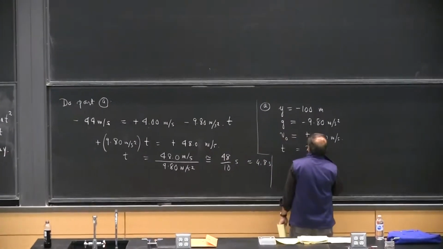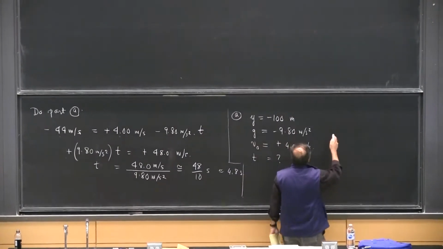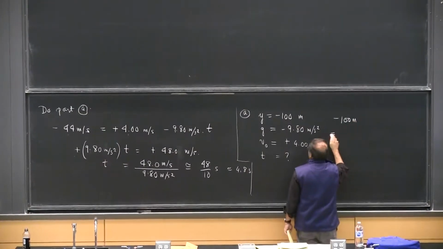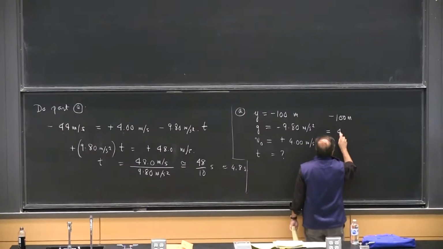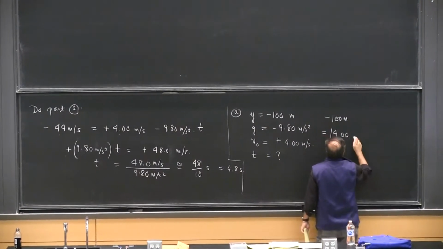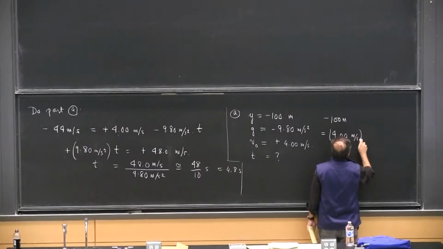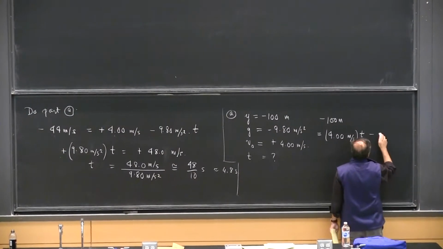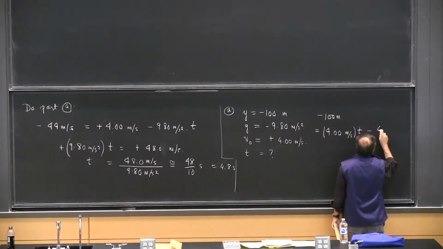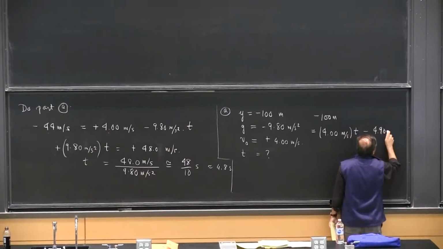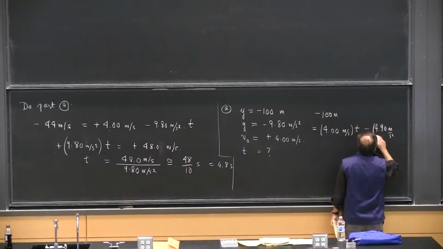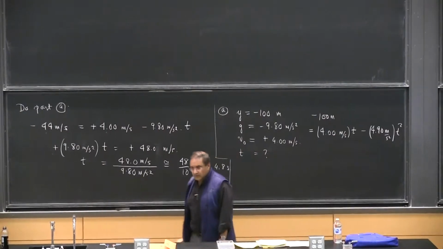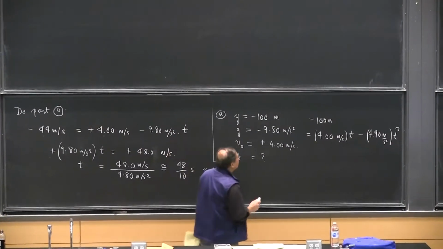So naturally then, I need to set this problem up. So I'll write y, which is minus 100 meters, equals v0t, which is going to be 4.00 meters per second times time, minus a half gt square, so minus half of 9.8 is 4.90 meters per second square times t squared. So I don't know time.